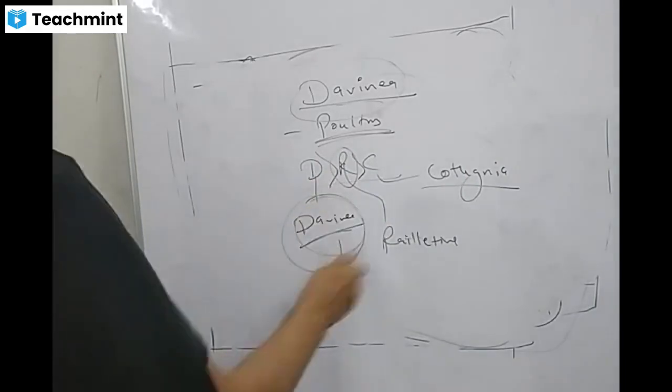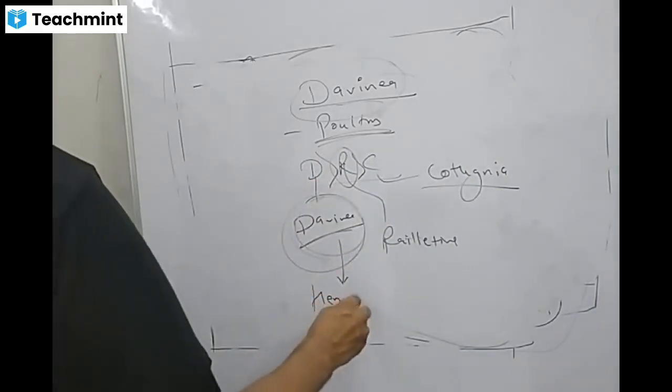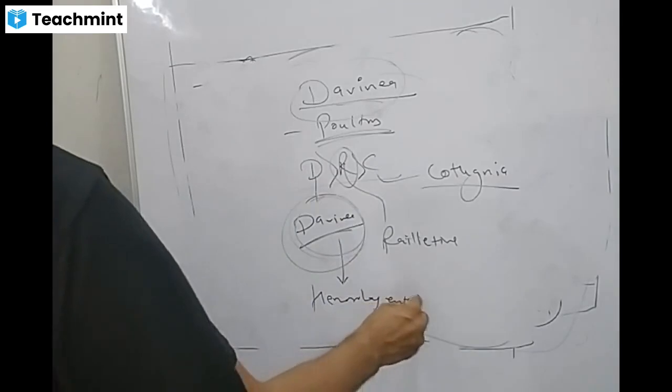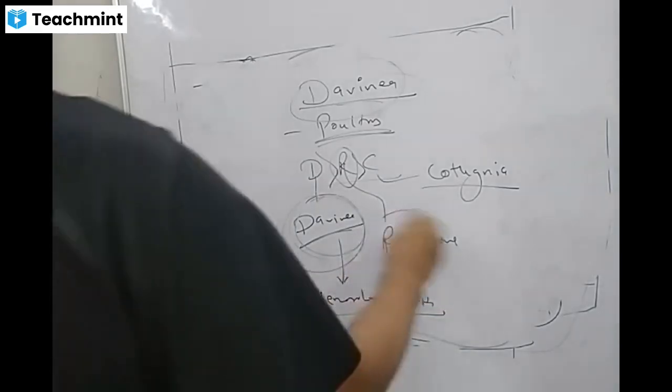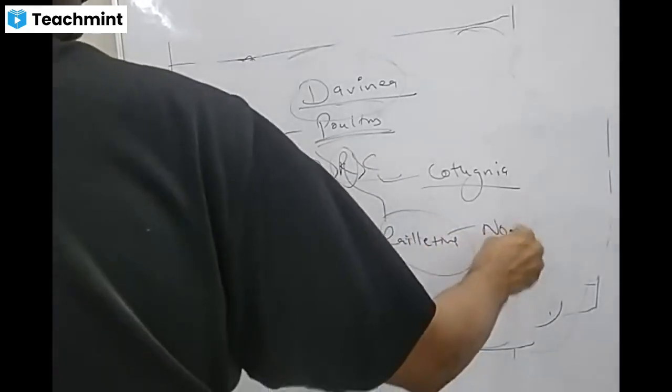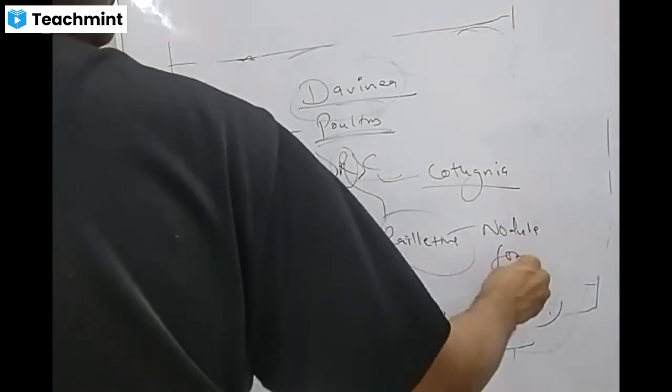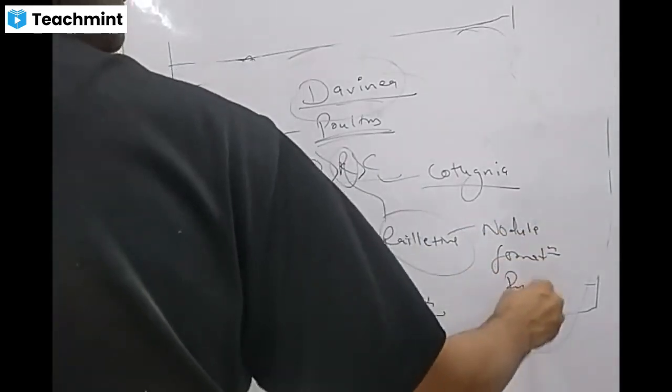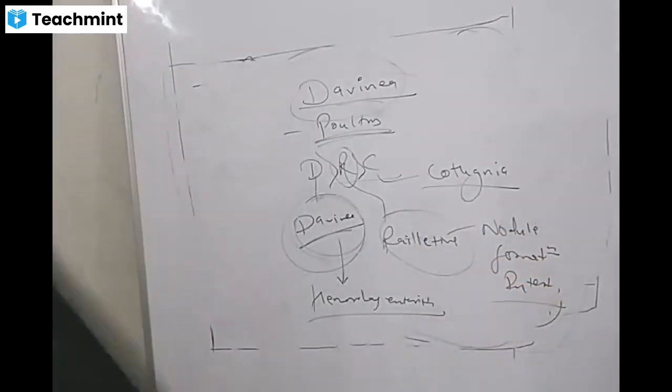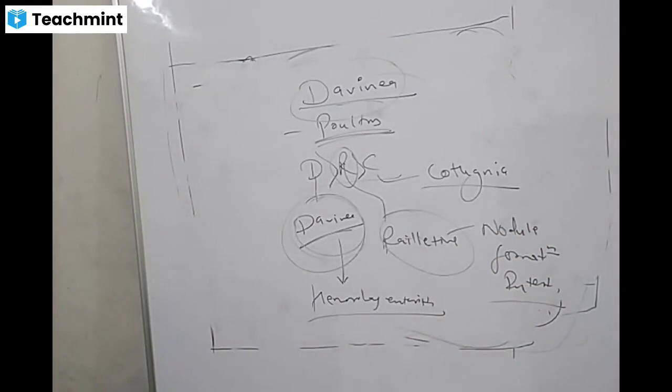This Davainea causes hemorrhagic enteritis, and this Raillietina causes nodule formation in the intestine. So these were the two pathogeneses related with Davainea and Raillietina. The most pathogenic is Davainea, and the second one is Raillietina, and their pathogenesis is hemorrhagic enteritis, and with Raillietina, the formation of nodules.